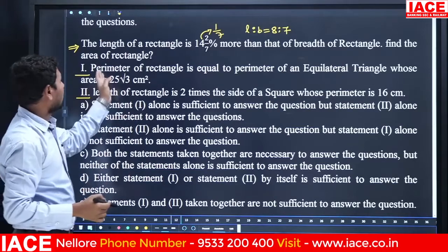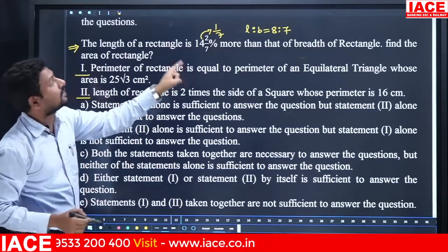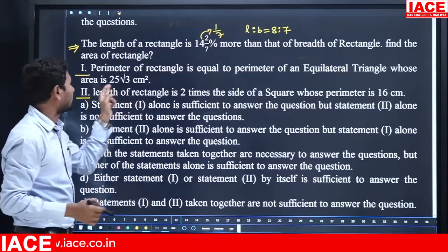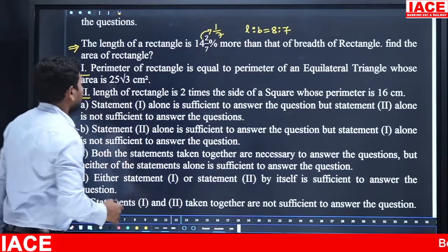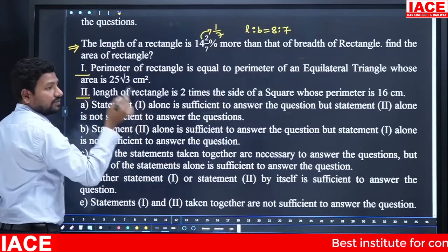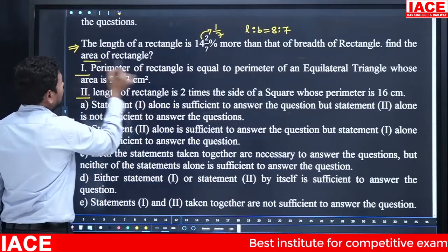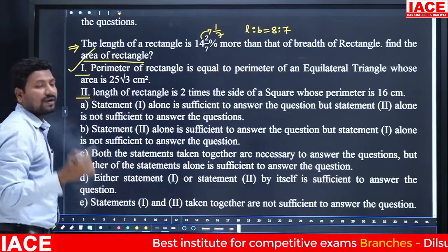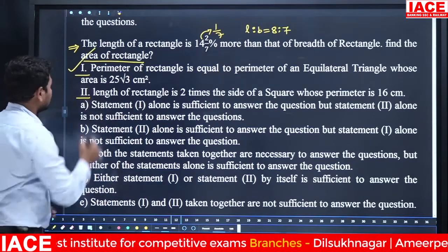That means directly you can take 2 into (L plus B). 2 into (8x plus 7x) is equal to 25√3. You can take it. Then here based on this we can solve. That means you will get an x value. Once you know the x value, you can easily calculate area of rectangle. The statement 1 is helpful to finding an answer clearly. And coming to the statement 2.